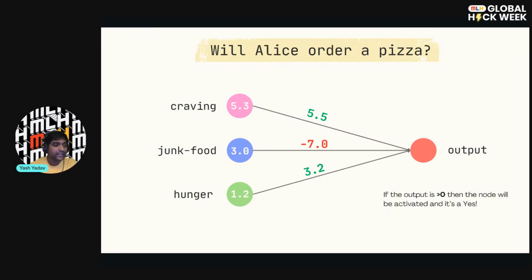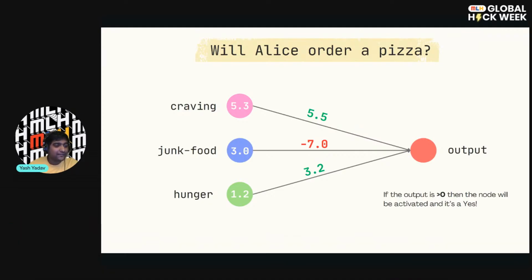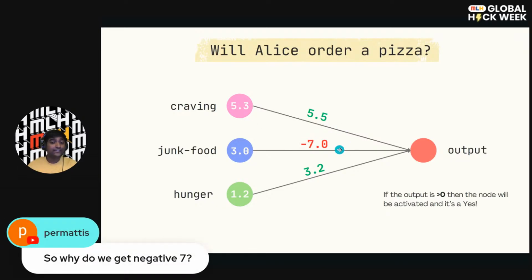Oh, I see a lot of questions. Okay, so Permatis is asking firstly about explaining weights, biases, and input and output. So we are going to do that. Permatis is then asking, why do we get negative? We get a negative value because essentially the more junk food that Alice is eating, the less likely she is to order a pizza. So she's putting a negative importance on junk food instead of the other inputs. So that is why we are adding a negative weight over junk food.